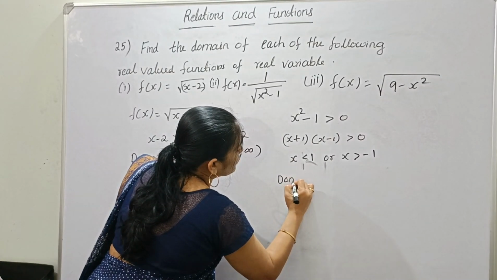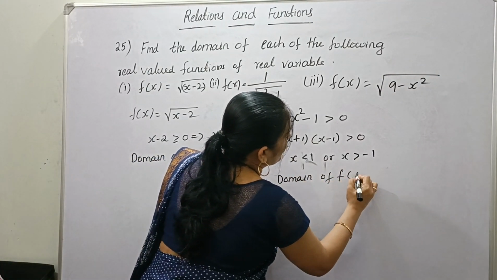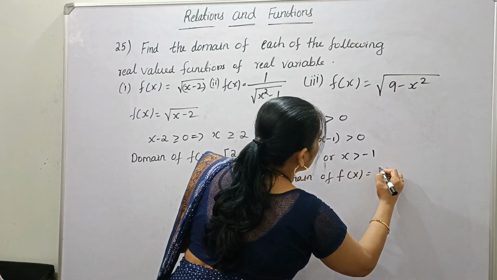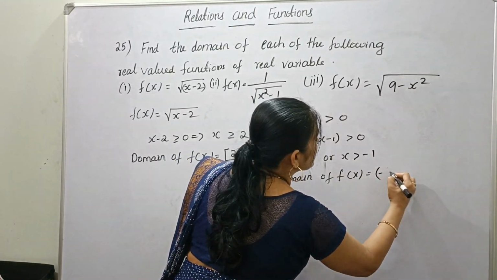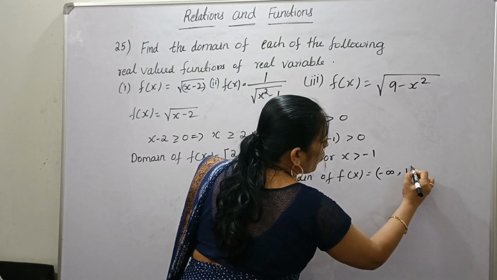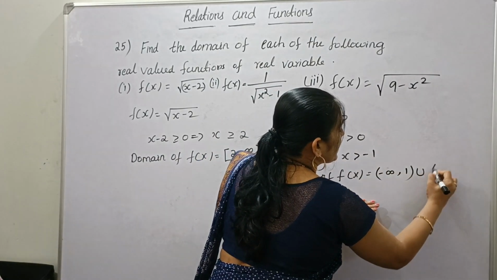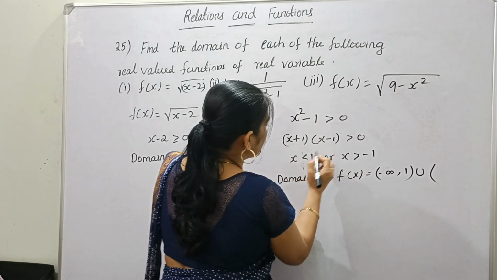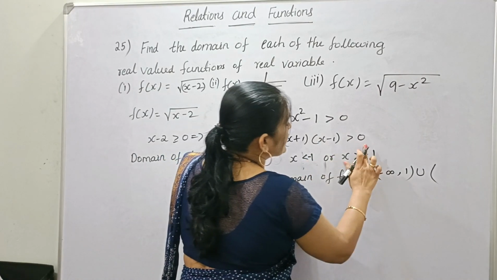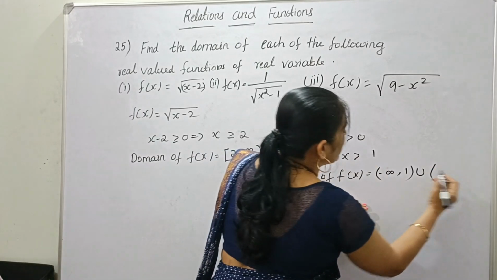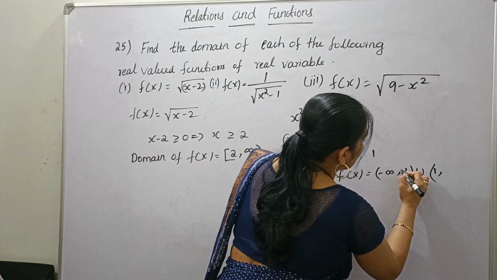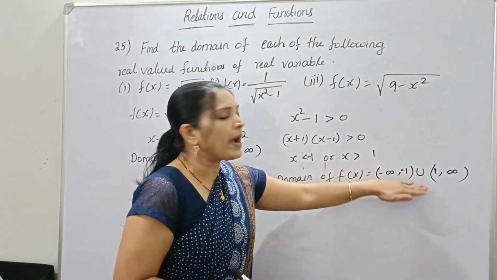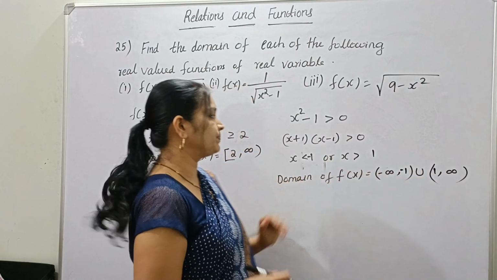That is, the domain of this function f of x is, here no equal, so less than 1, so minus infinity to 1. Next, union, here starting from x less than minus 1 and x greater than 1, plus 1, that is union 1 to infinity. So the domain of this function is minus infinity to minus 1, union 1 to infinity.